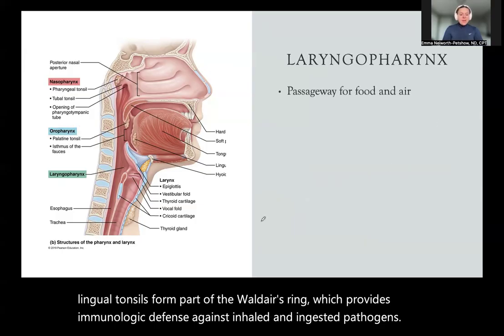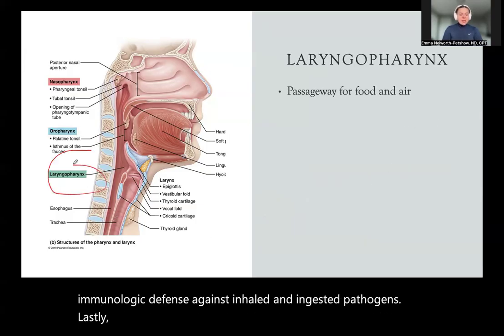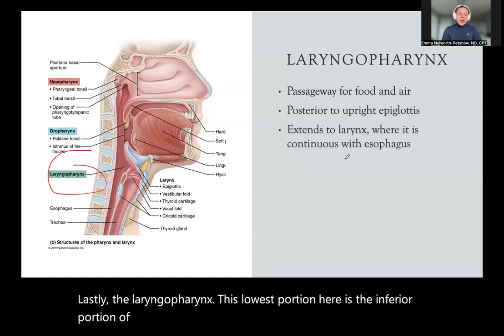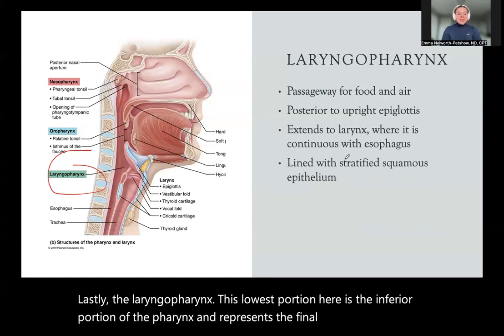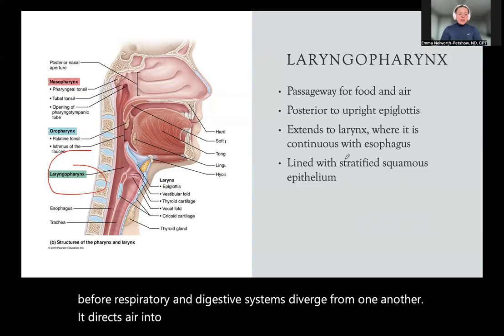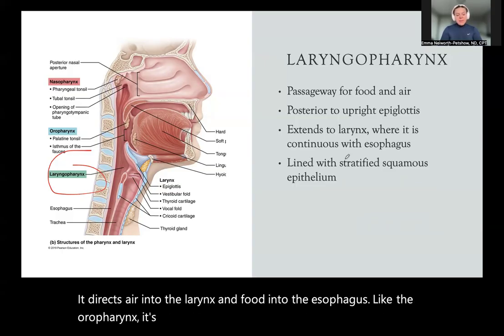Lastly, the laryngopharynx, this lowest portion here, is the inferior portion of the pharynx and represents the final common pathway before respiratory and digestive systems diverge from one another. It directs air into the larynx and food into the esophagus. Like the oropharynx, it's lined with stratified squamous epithelium, reflecting its exposure to abrasion during swallowing.